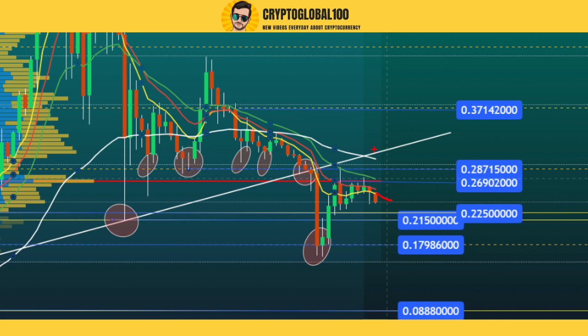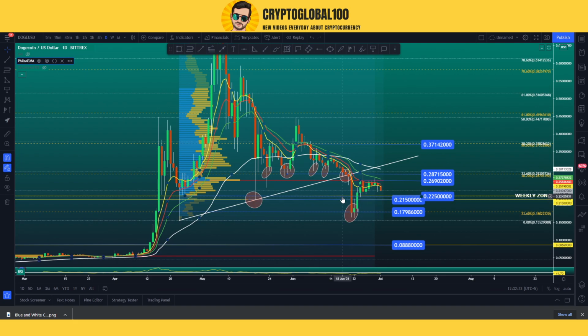We need to close above any of these, 8, 13, 21 and 55 at least for the bullish trend to continue, or for a bullish trend to get started. We need to break above the 55 EMA, and if you take a look at the 55 EMA, it is going to move like this if we see any bullish move in the upward direction. But right now the price is moving in the downward direction.